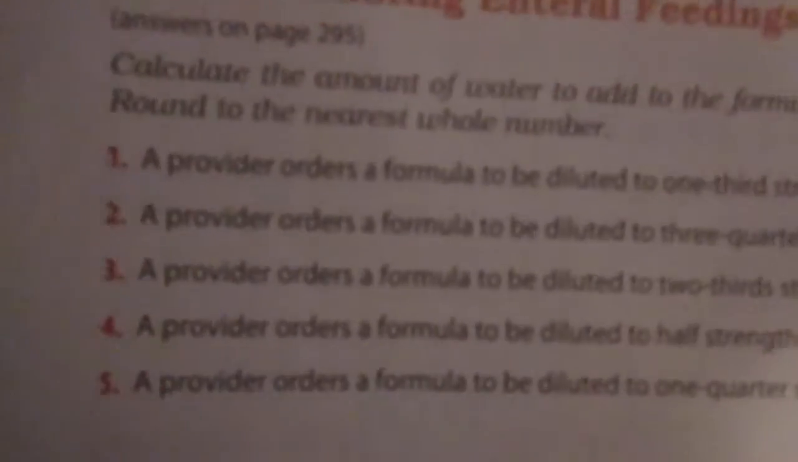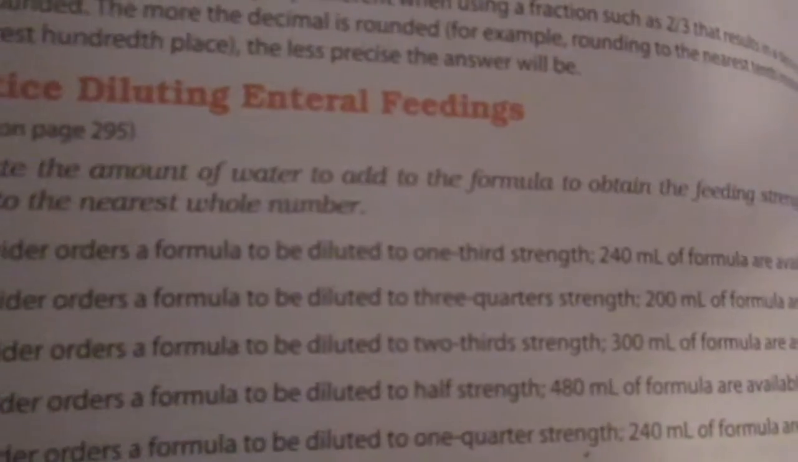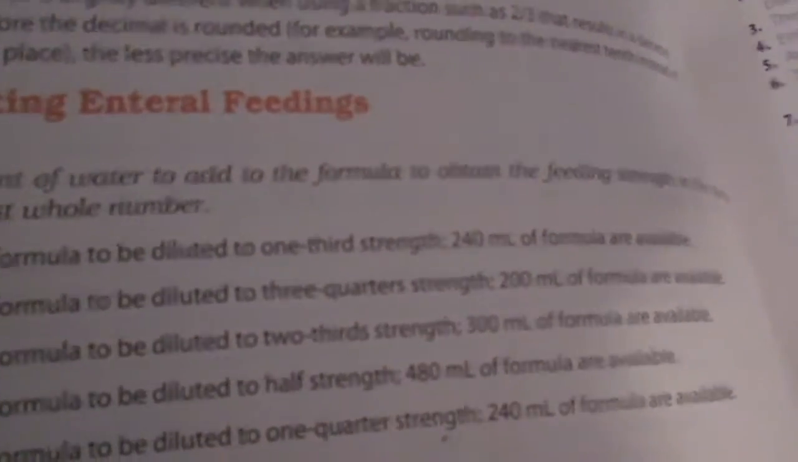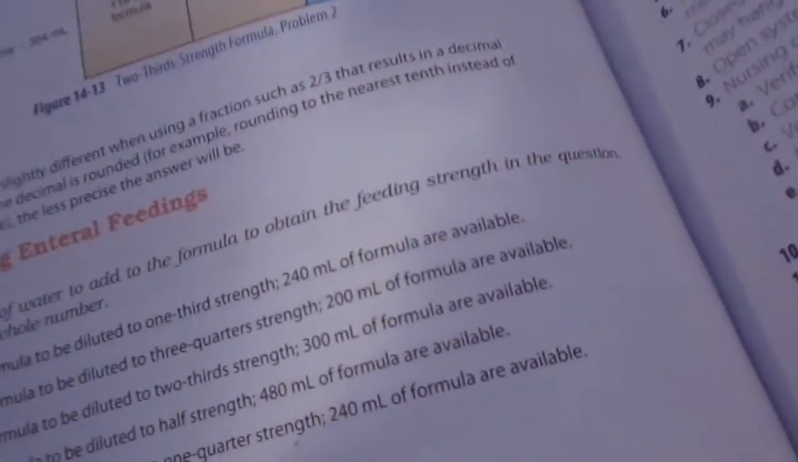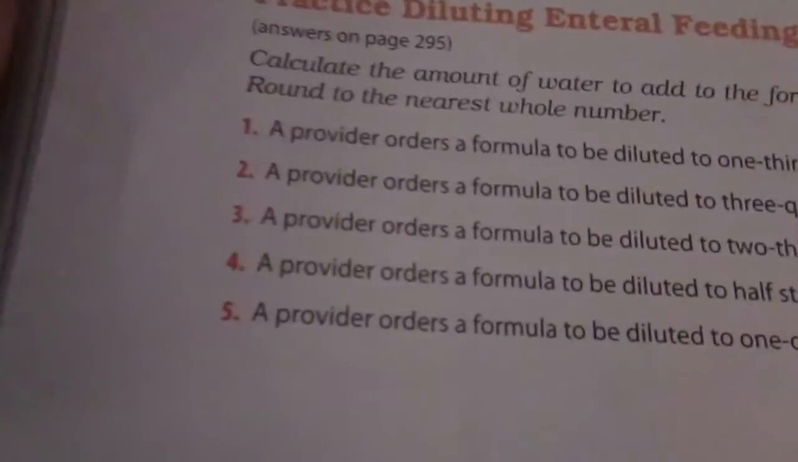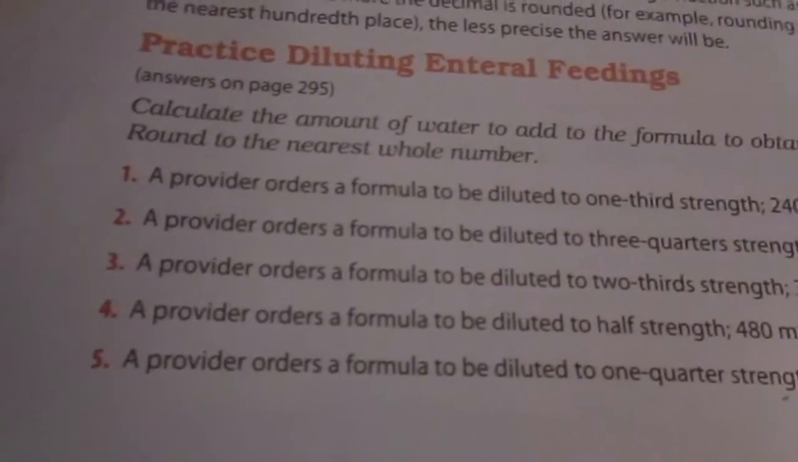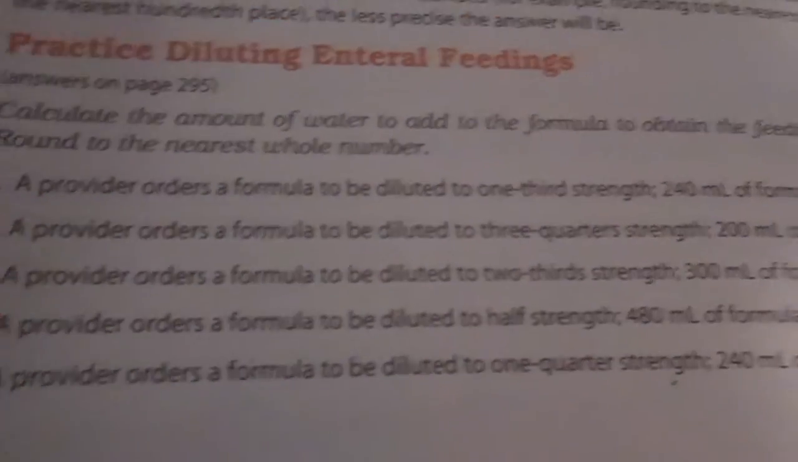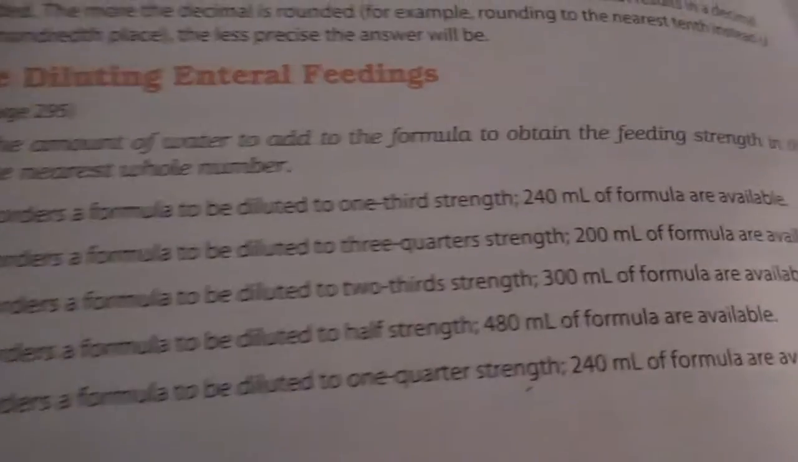Okay, so for diluting, it says calculate, I'll hold the camera up to it. It says calculate the amount of water to add to the formula to obtain the feeding strength in the questions. Round to the nearest whole number. So everything with enteral feedings is to the nearest whole number. Okay, number 1 says, I'll do 3 as well. So number 1 says the provider orders a formula to be diluted to 1/3 strength. 240 milliliters of formula are available.